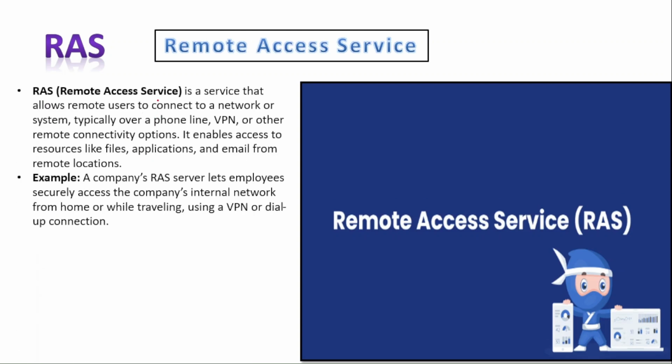RAS, that is Remote Access Service. So RAS, or Remote Access Service, is a service that allows remote users to connect to a network or system, typically over a phone line, VPN, or other remote connectivity options. It enables access to resources like files, applications, and email from remote locations. Example, a company's RAS server lets employees securely access the company's internal network from home or while traveling using a VPN or dial-up connection.